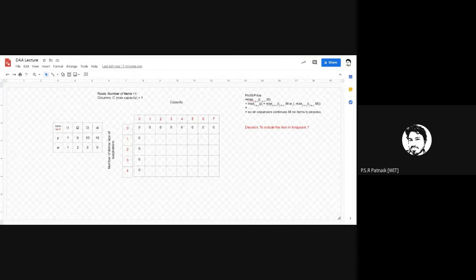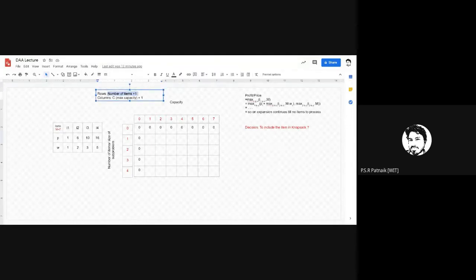of 0-1 knapsack, and we have seen what is memoization. We were successful in converting the recursive approach of 0-1 knapsack into a memoized version. So in memoization, what we did was we just took a table of almost the same size, the number of items plus one into the capacity plus one.